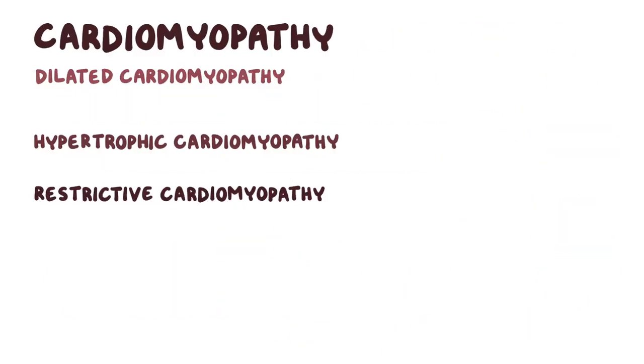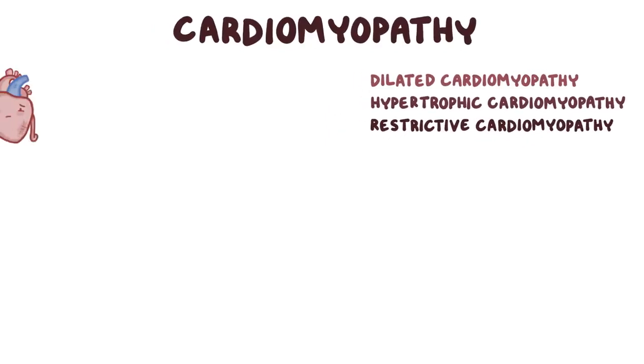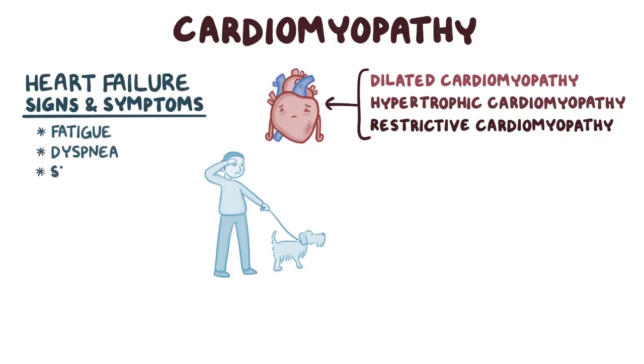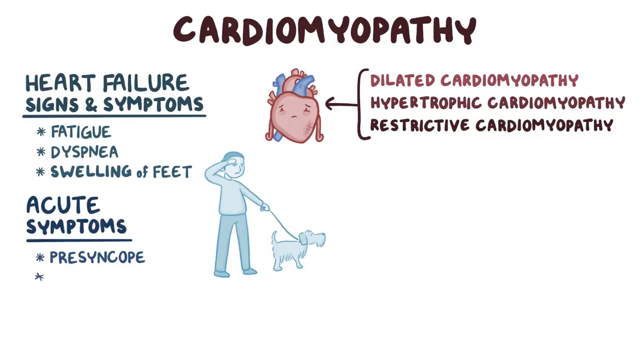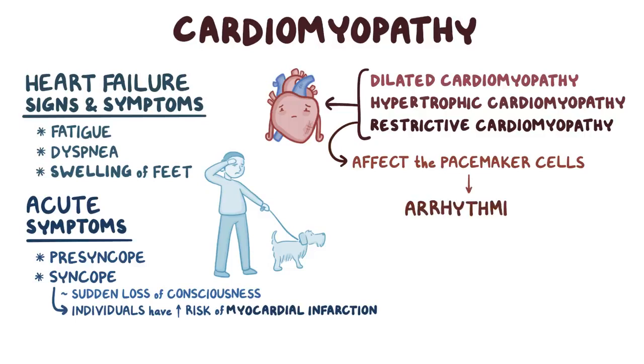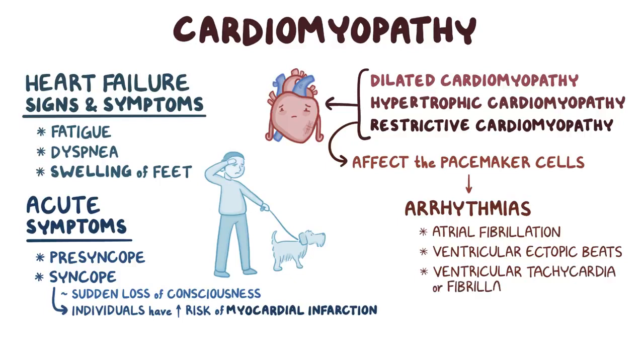In all three types of cardiomyopathy, over time the heart may be unable to do its job effectively, leading to heart failure signs and symptoms like fatigue, dyspnea, and swelling of the feet. Individuals may also develop acute symptoms like presyncope or syncope, which is a sudden loss of consciousness, usually lasting a few seconds. These individuals are at an increased risk of myocardial infarction, and because cardiomyopathies affect the cardiac muscle as well as the pacemaker cells that run through the cardiac muscle, they can lead to arrhythmias like atrial fibrillation, ventricular ectopic beats, ventricular tachycardia or fibrillation, and atrioventricular block.